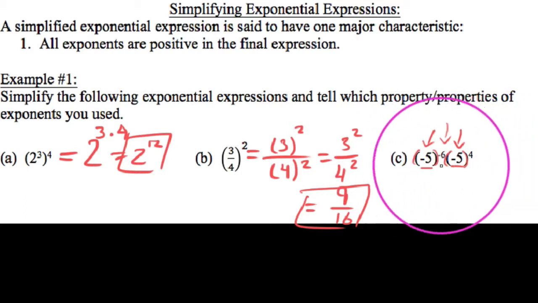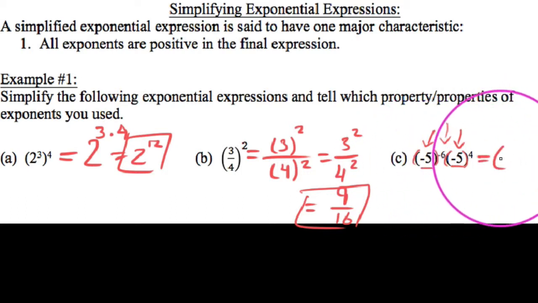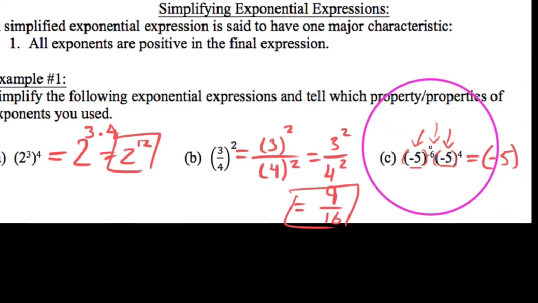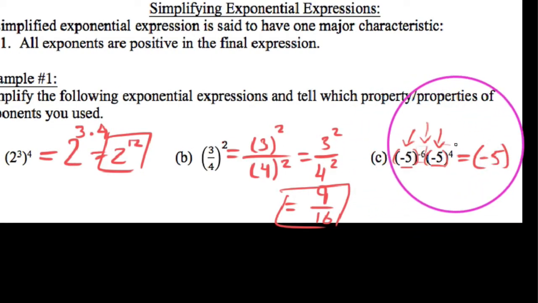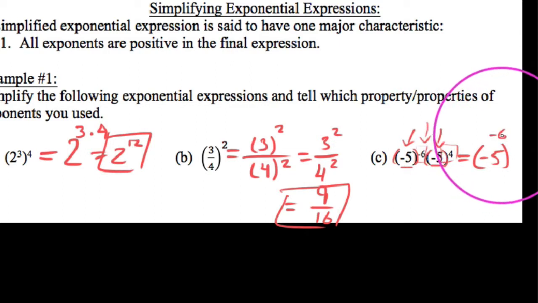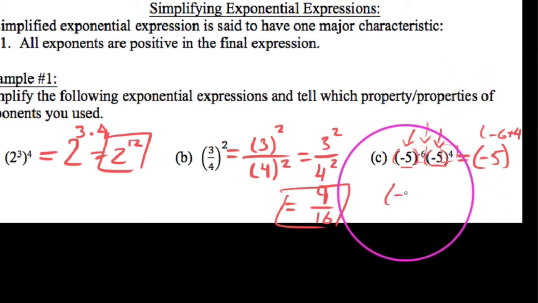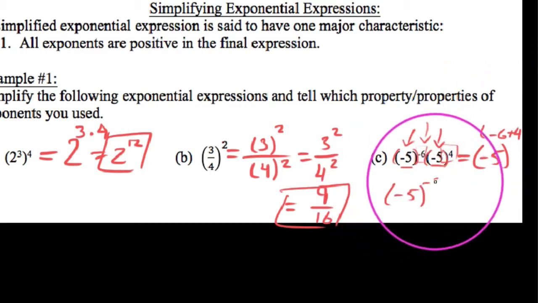So let's start with this. If I'm multiplying two things with the same base, let's go ahead and say, well, I still get the same base. I want to know how many total factors of negative 5 we have. So we're going to add the exponents. Negative 6 plus a positive 4. So we say negative 6 plus 4 is my exponent. So I get negative 5 to the negative 2.